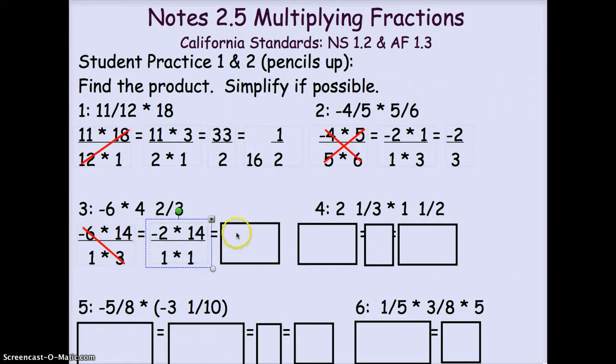Now I can simply multiply my numerators. Notice the denominators, 1 times 1 is just going to be 1. I don't need that. So my final answer would simply be negative 28.